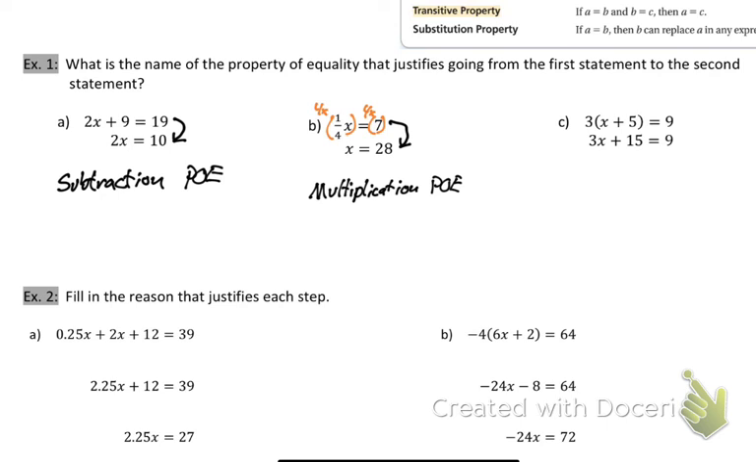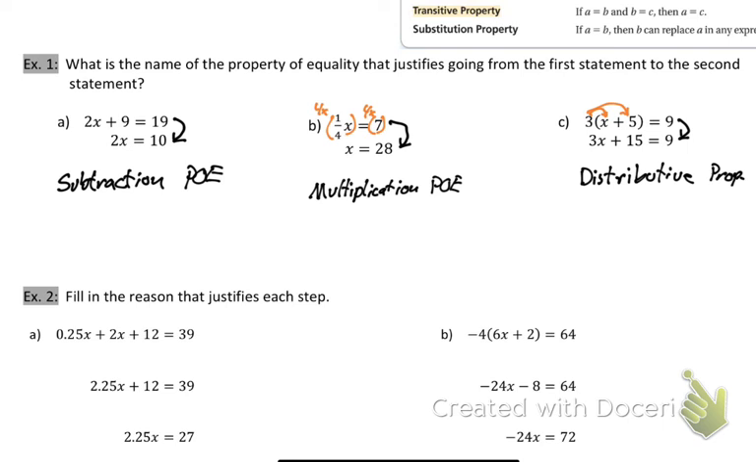Don't overthink it. All right, so the next one, I went from 3 times quantity x plus 5 equals 9 to 3x plus 15 equals 9. How did I get there? I bolded it. Not the multiplication property. I did not multiply both sides by a number. It's the distributive property. That's the one I bolded for us because I distributed this 3 to this quantity. Notice I don't have to put property of equality. There's only one distributive property.